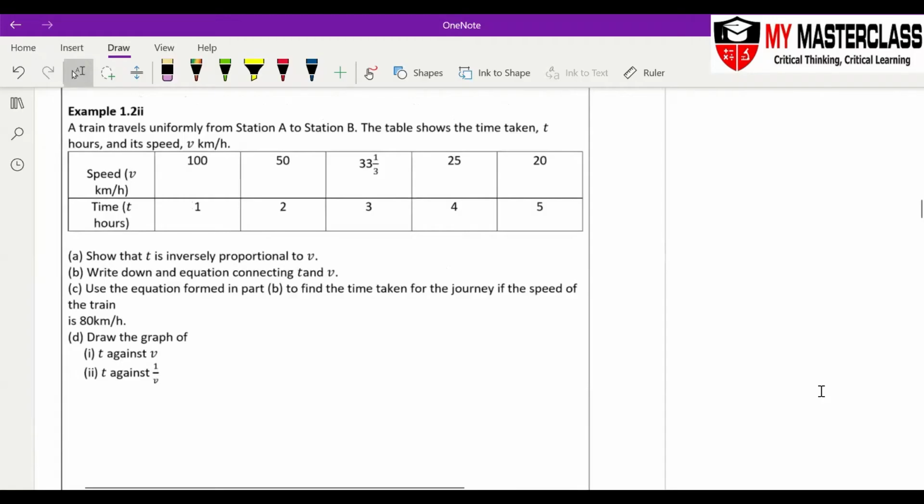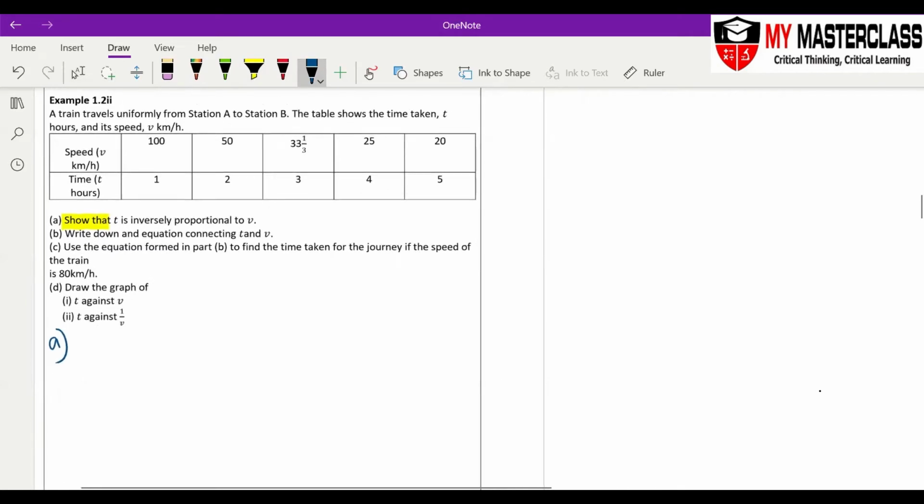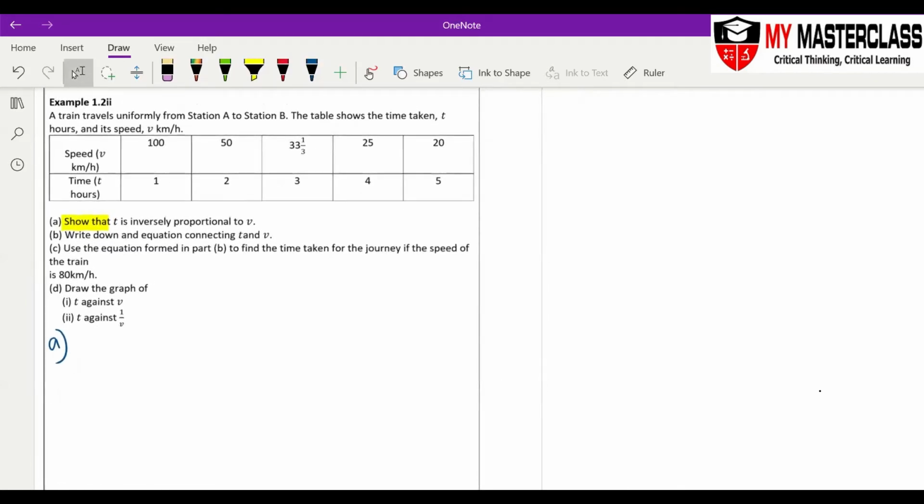All right, 1.2 part 2. Okay, underline the word "show that". So show that T is inversely proportionate to V. So write down, if T is equal to K over V, then K must be equal to T times V.